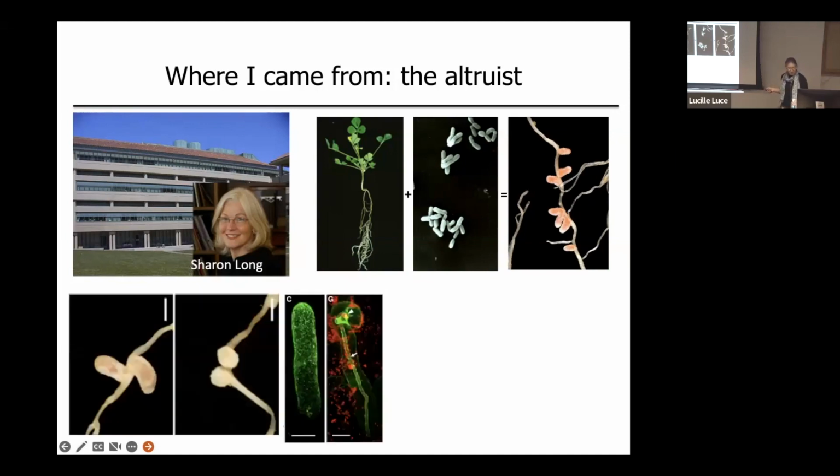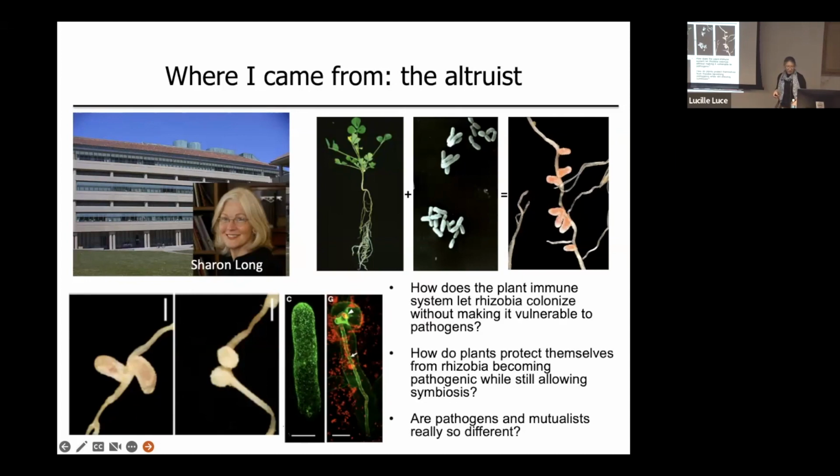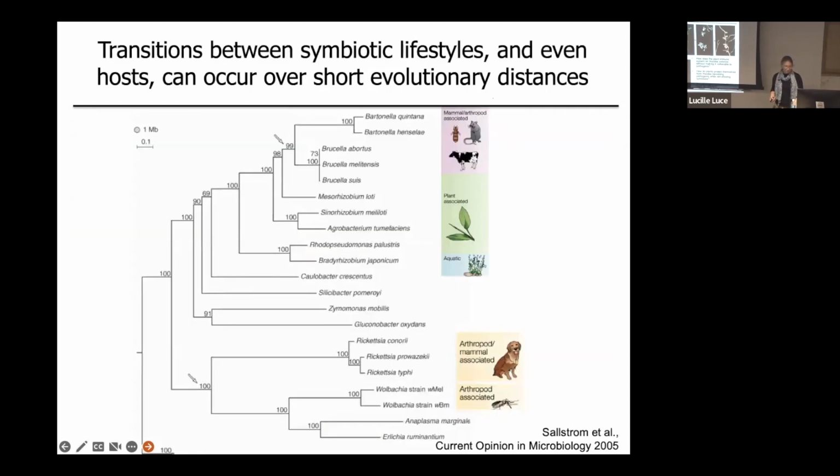So in this mutualistic interaction, you can screen for mutants that lose the ability to form nodules and that have lost the nitrogen-fixing symbiosis. But here you still have rhizobia in these nodules. And so there are a lot of questions that arose about how the plant controls this. How does the plant avoid rhizobia becoming a pathogen, taking more nutrients than it can afford to share? How do plants actually avoid being parasitized by these microbes? And then, as I mentioned, are pathogens and mutualists really so different, as these are very closely related to pathogens?